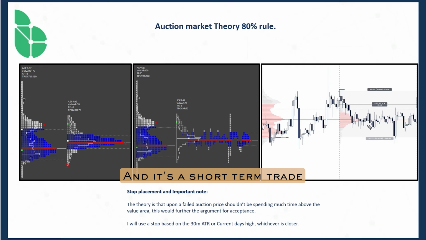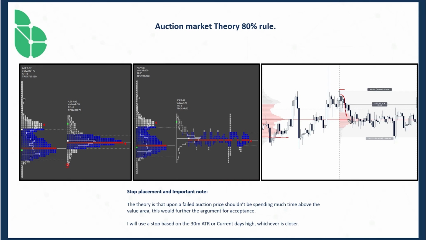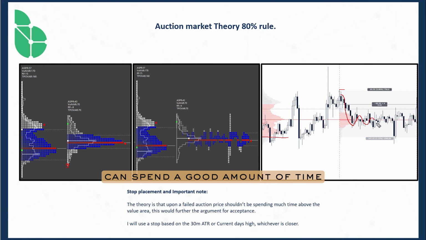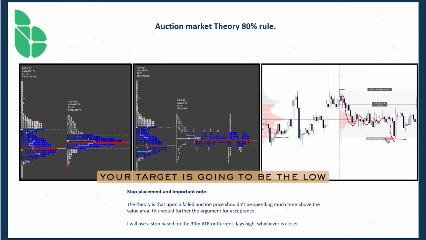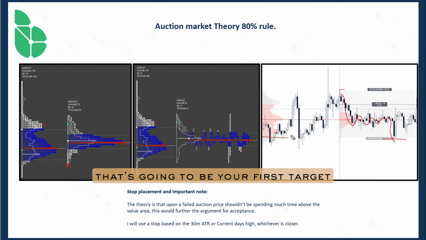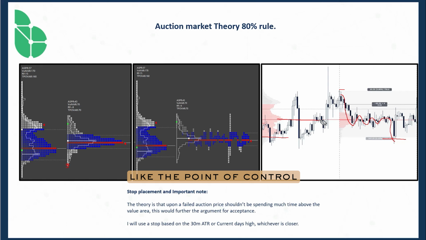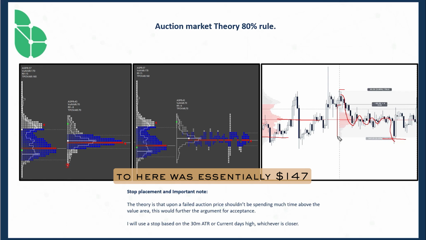All right, and it's a short-term trade, but keep in mind, in a rotational market, price can spend a good amount of time moseying around before getting down to the low. All right, so your target is going to be the low. That's going to be your first target. Unless you're trying to just get in and out at something like the point of control for the previous day, then you're only really looking at a trade that, from here to here, was essentially $147.